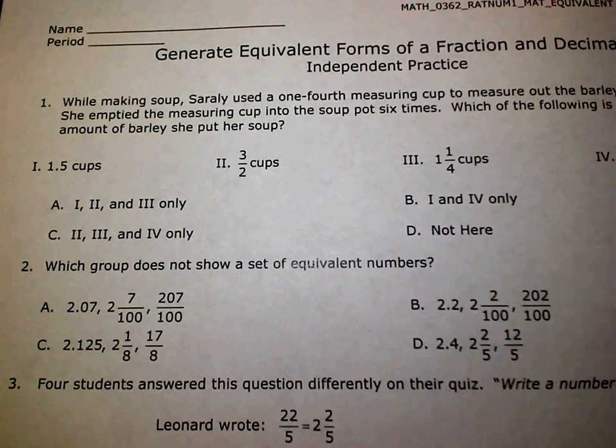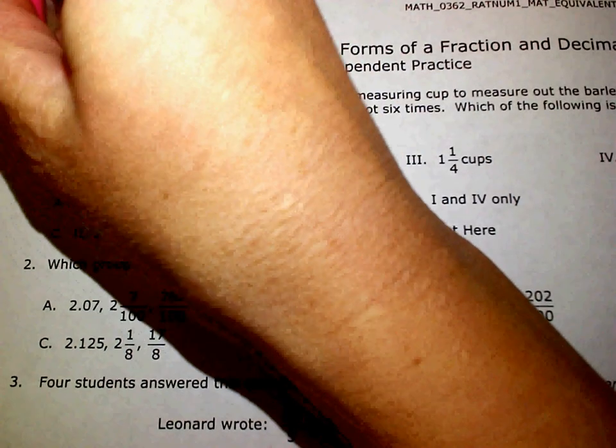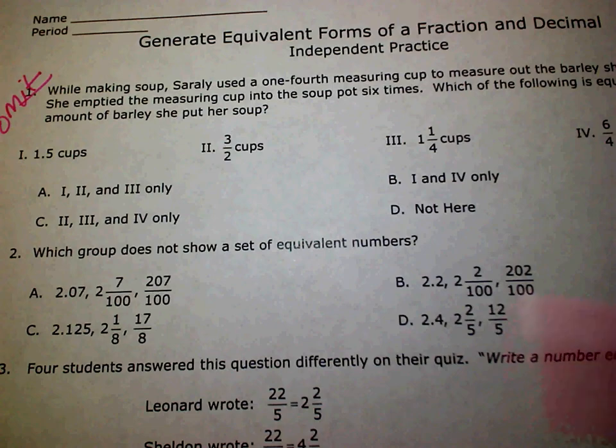Okay, we're going to go over the worksheet today that we got, generate equivalent forms of a fraction and decimal, which would be a good test review. First thing we're going to do is omit number 1. So just get rid of number 1. Okay.